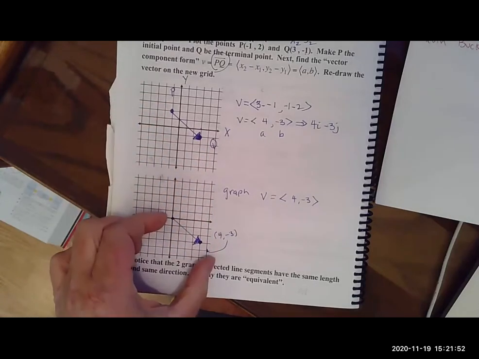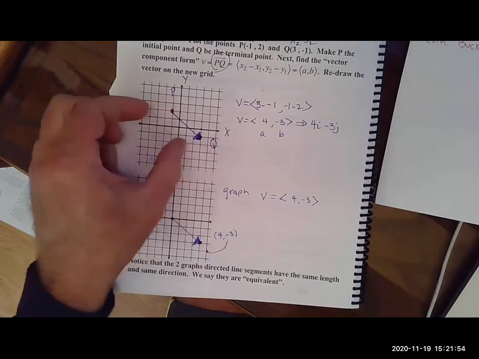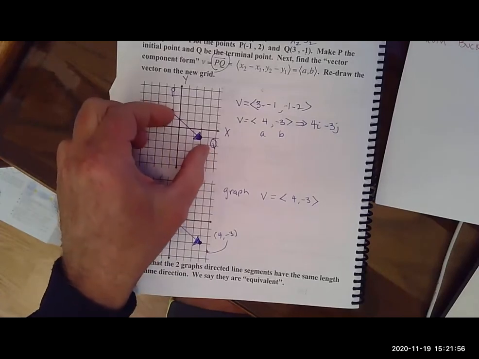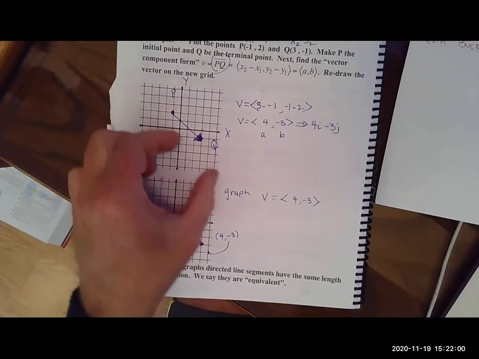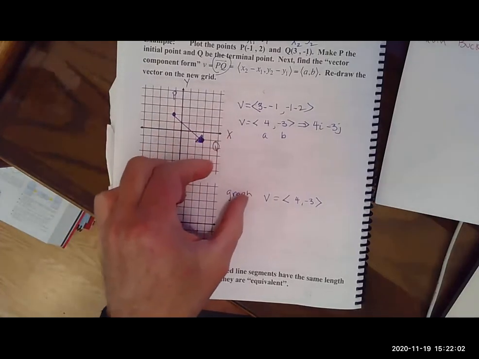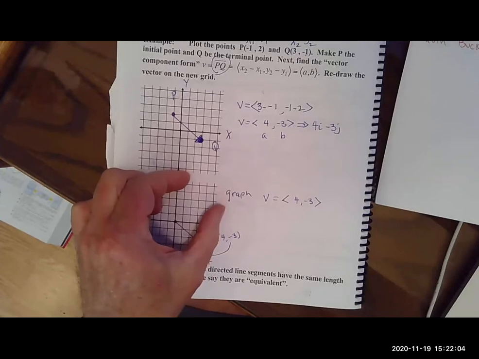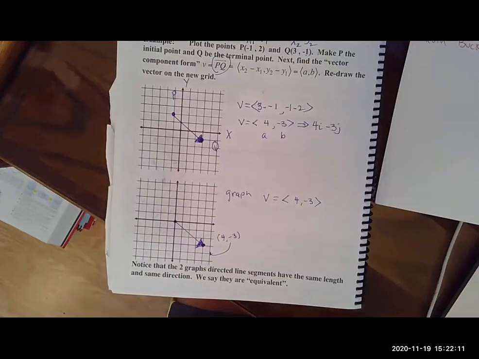Slopes are the same. But notice the length where my finger is right here, that's the same. So they are equivalent. I could take this vector and move it anywhere I want in the grid, like right here. That would just be a different P and Q. It'd be like R and S. But it has the same length and the same direction angle. So we say they're equivalent.